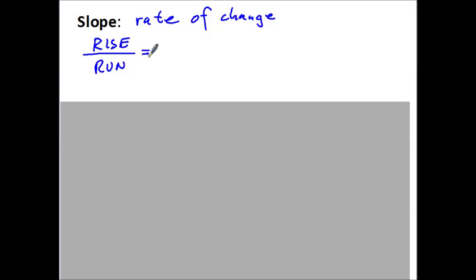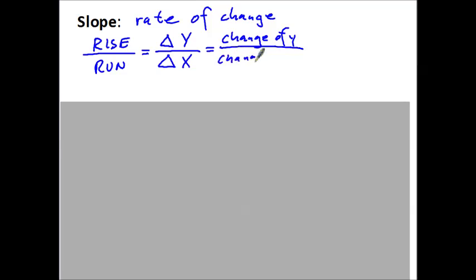And this gives us the difference, and this little triangle is the Greek letter delta, and we use that for difference. The difference in the y coordinate over the difference in the x coordinate. You may not have seen this so much before, but that is really what it means. Or in other words, you could say the change of y over the change of x.